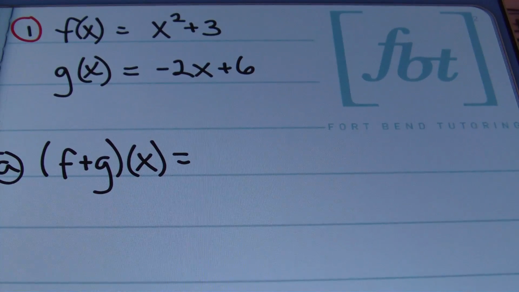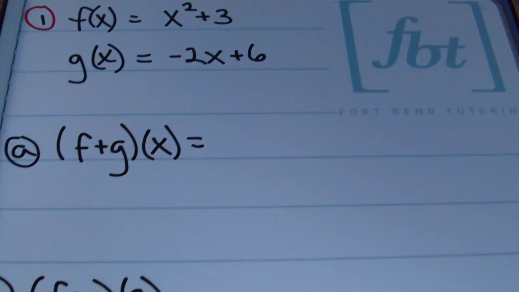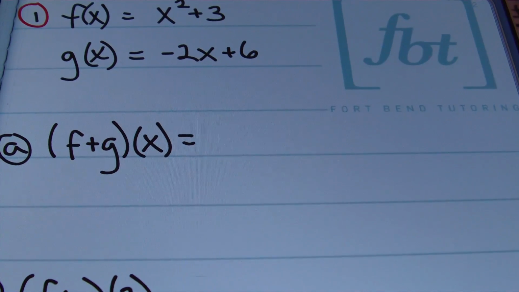All right, in our problem number 1, we have the two functions that are given. One is named f, and it's defined as x squared plus 3. So f of x equals x squared plus 3. Then you have your g function. g of x equals negative 2x plus 6. So what do they want us to do in A? They want us to add these two functions together.